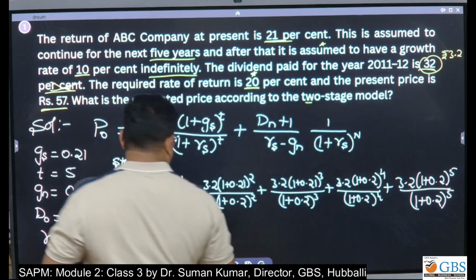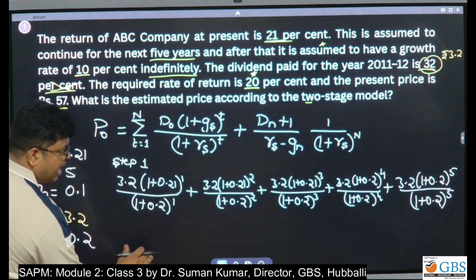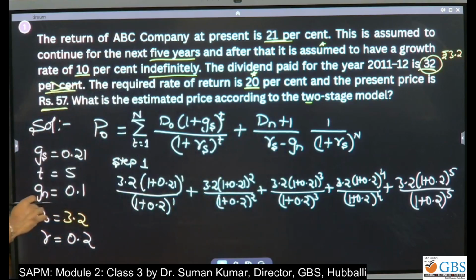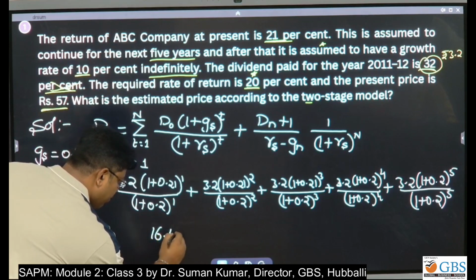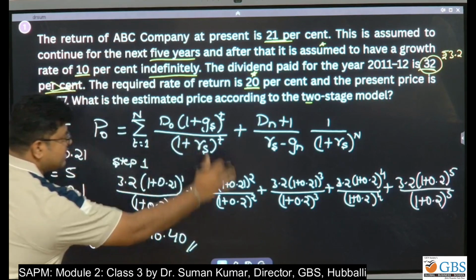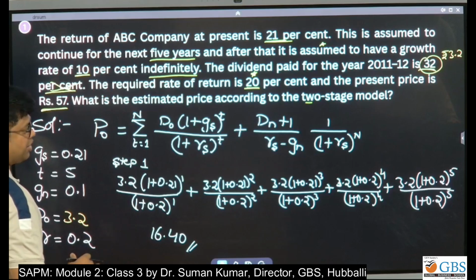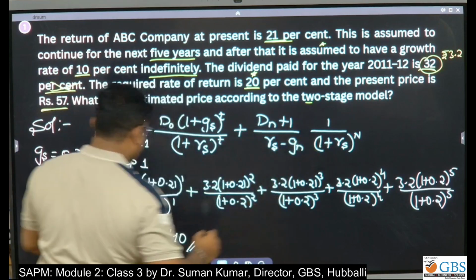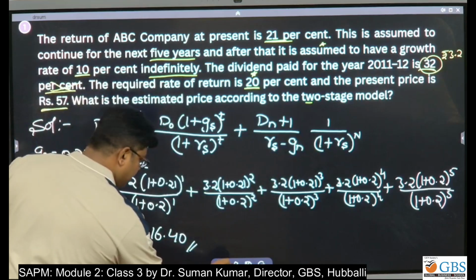Now tell me, go step by step and find out. You can add all this. Let me know the final answer of this. Is it 16.40? First part done. Everyone, 16.40. This part's answer is 16.40. Now we should take up this. Very easy. I will take this. Okay, then I will stop.